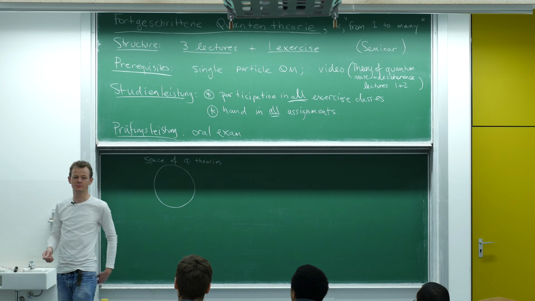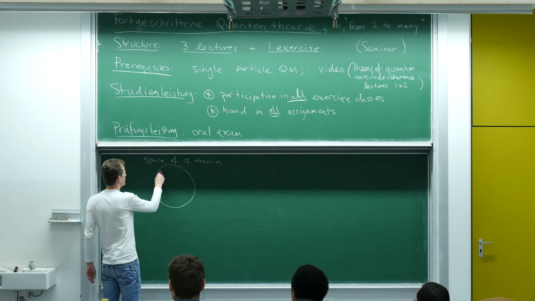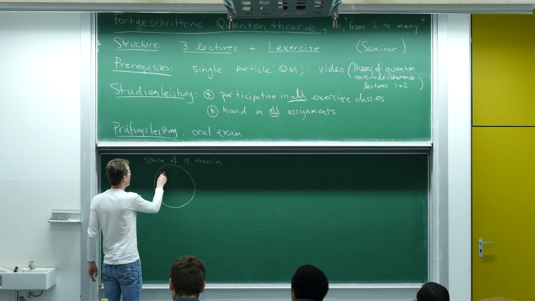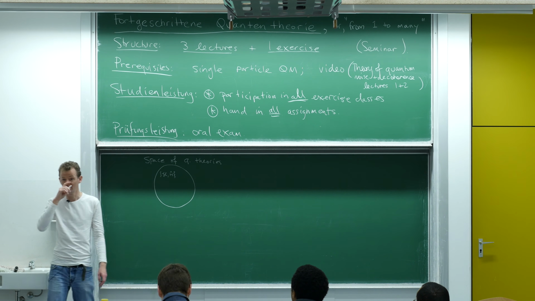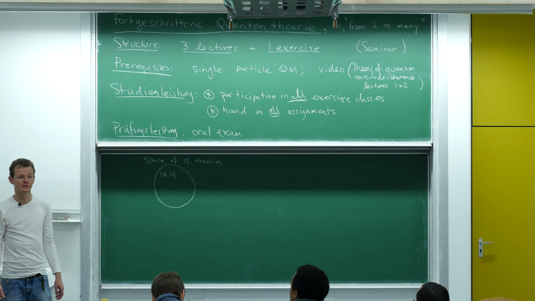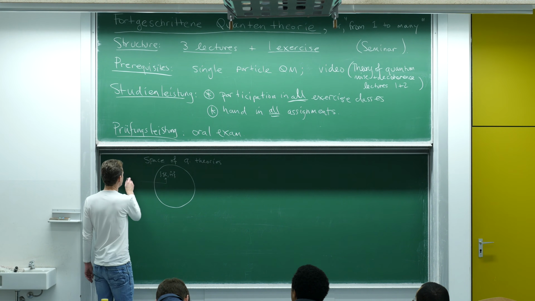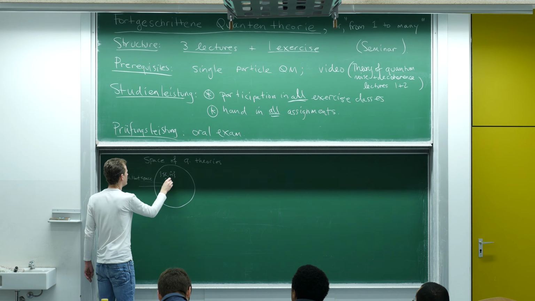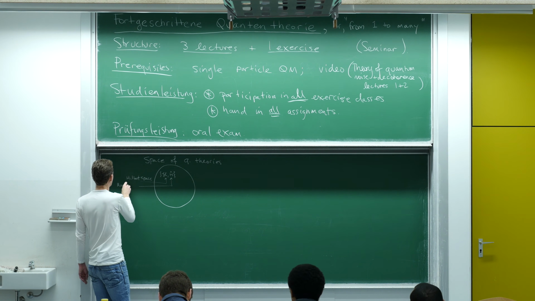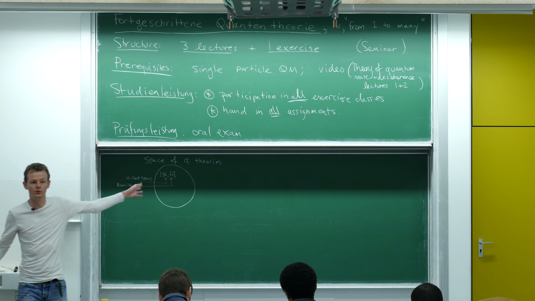Okay, here's a circle. This is meant to represent the space of all quantum theories. Now, what's a quantum theory for the purposes of this course? Well, it's a pair of a Hilbert space and a choice of a Hamiltonian self-adjoint operator on that Hilbert space, the generator of time evolution. And the space of all quantum theories is the space of all pairs, if you like.